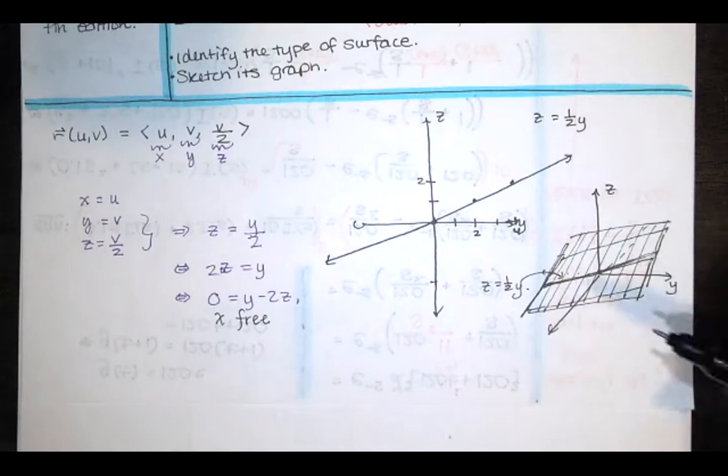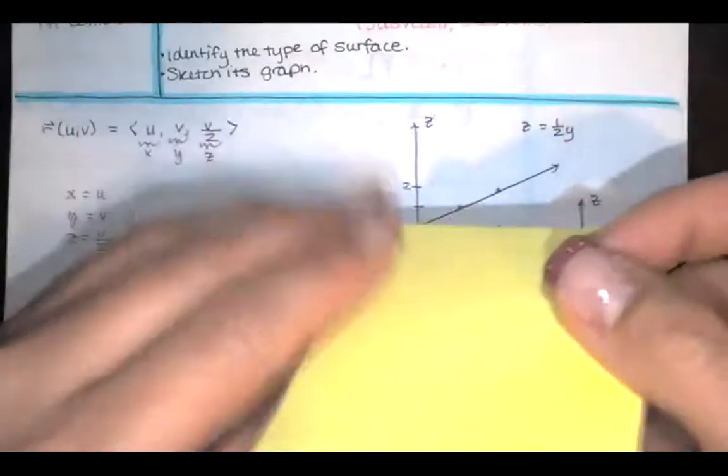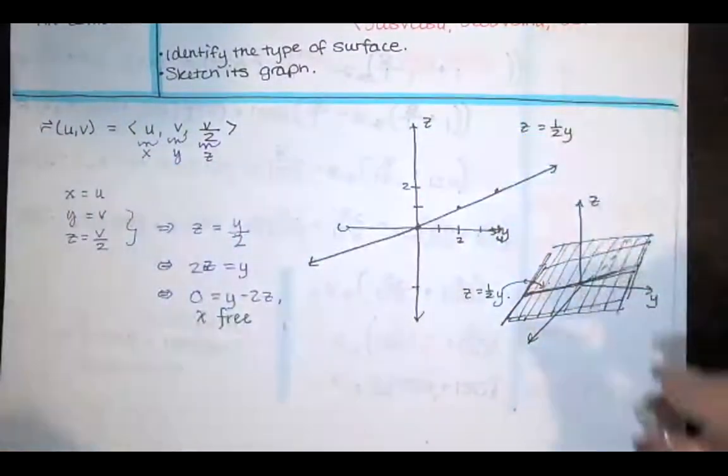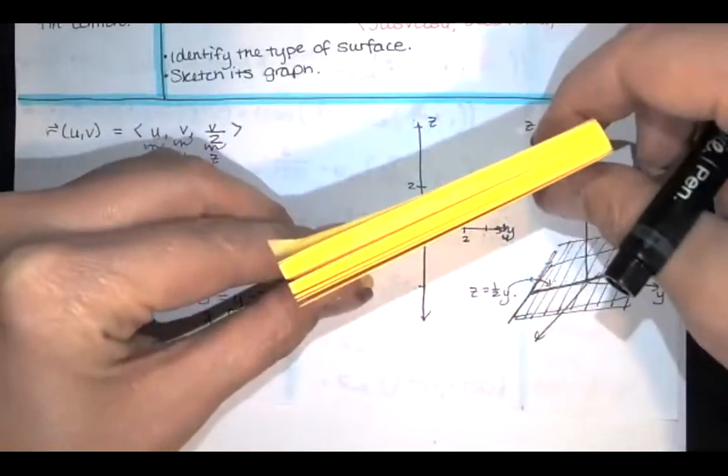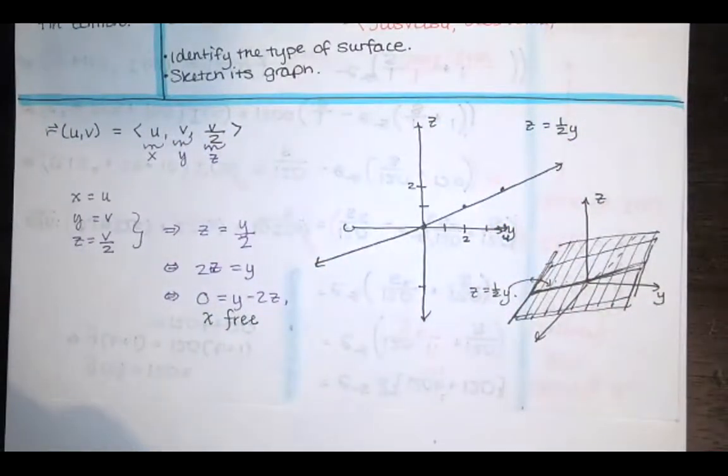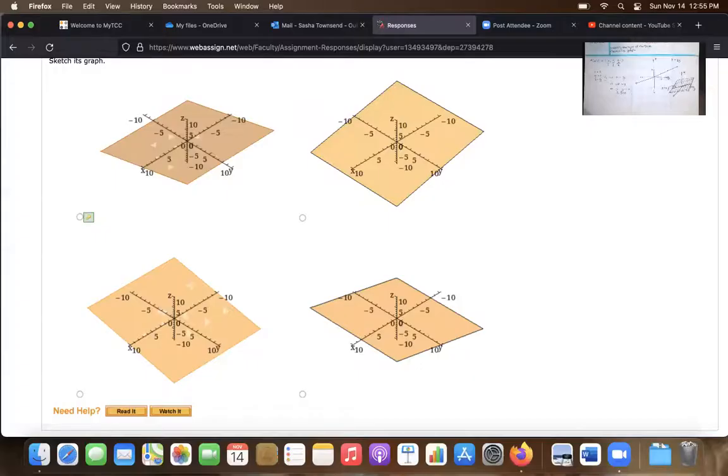us. And the way I've drawn it, it looks like it's going down. It's not supposed to be going down at all. It's supposed to be coming straight out at us. So we do the best we can. Now, these are the options in WebAssign, which are difficult to choose from. The answer is this first one here.